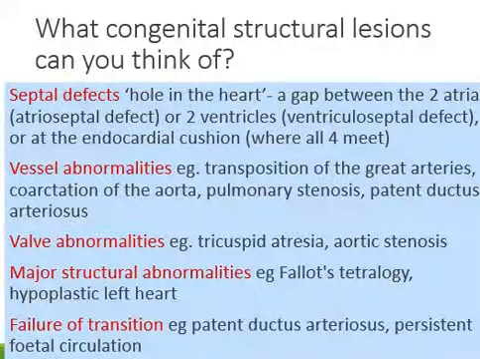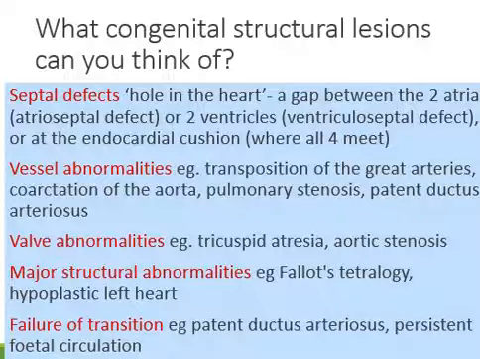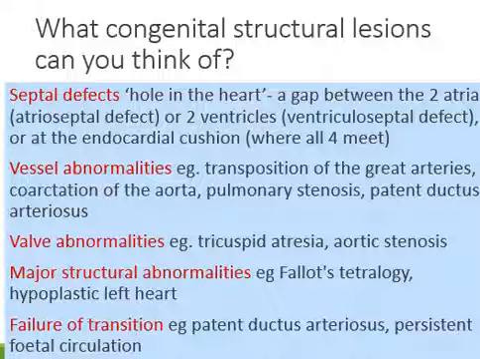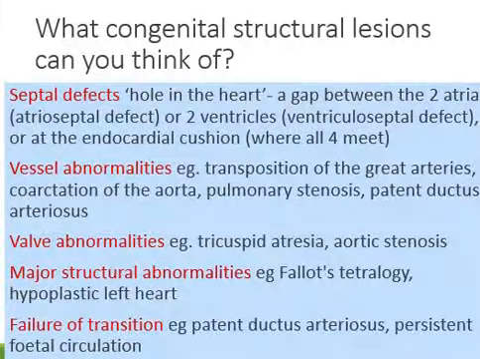Major structural abnormalities include tetralogy of Fallot, which is a condition that has a tetralogy, basically four abnormalities. We'll discuss it later in detail. There's also hypoplastic left heart, that's an underdeveloped small left heart, or failure of transition, e.g. patent ductus arteriosus and persistent fetal circulation. I was just introducing some of these conditions, but we'll discuss them in detail in the subsequent slides. So let's get right into it.